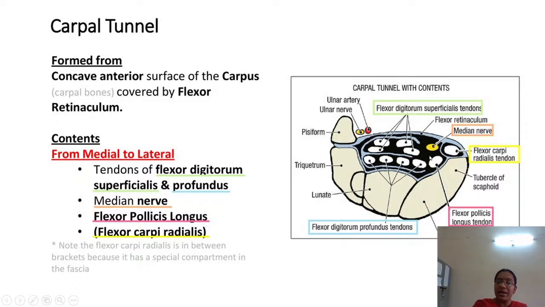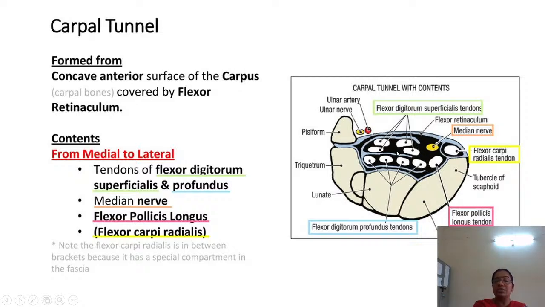The structures passing beneath the flexor retinaculum are, above, the flexor digitorum superficialis, beneath it the flexor digitorum profundus, along with the flexor pollicis longus, and in a separate compartment the flexor carpi radialis tendon, along with the nerve, that is the median nerve.